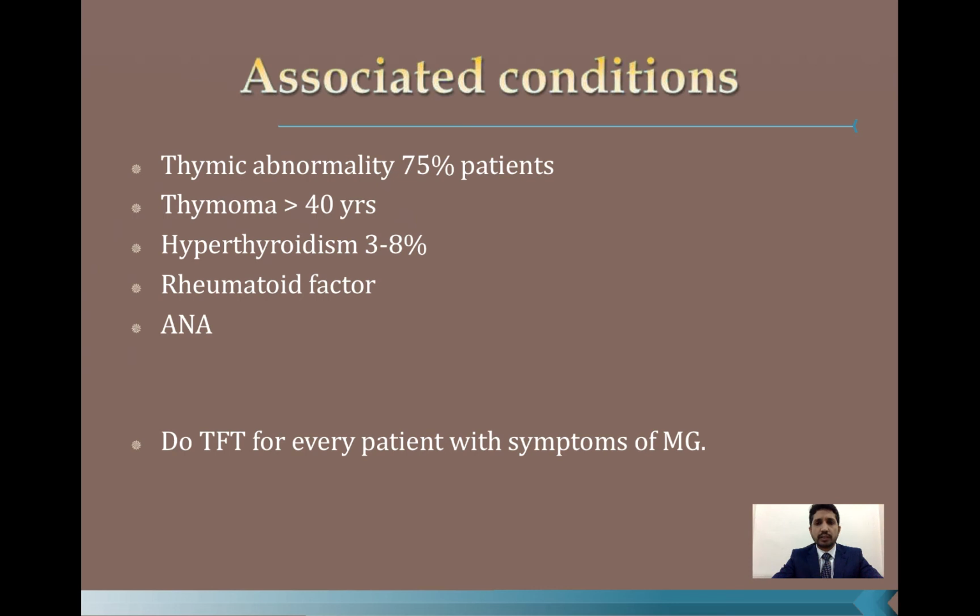As you might have learned previously, if there is one autoimmune condition, other autoimmune conditions can be associated and present. The most common of which is hyperthyroidism, which is associated with myasthenia gravis. So whenever you see a patient with myasthenia gravis, please do a thyroid function test.